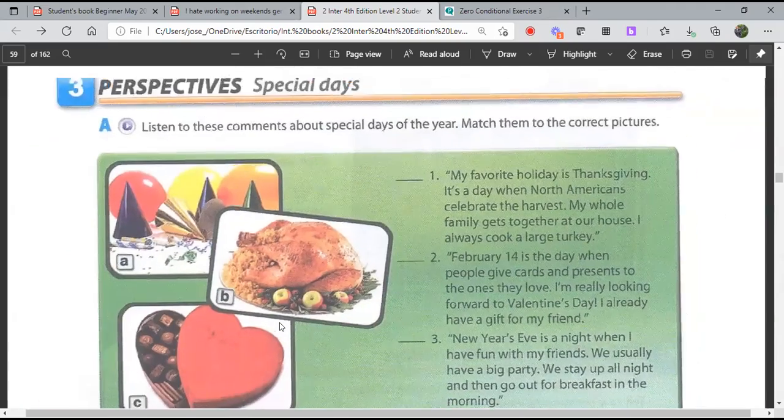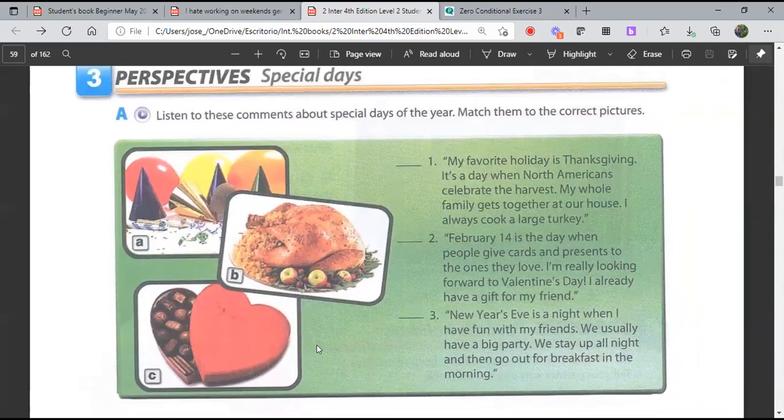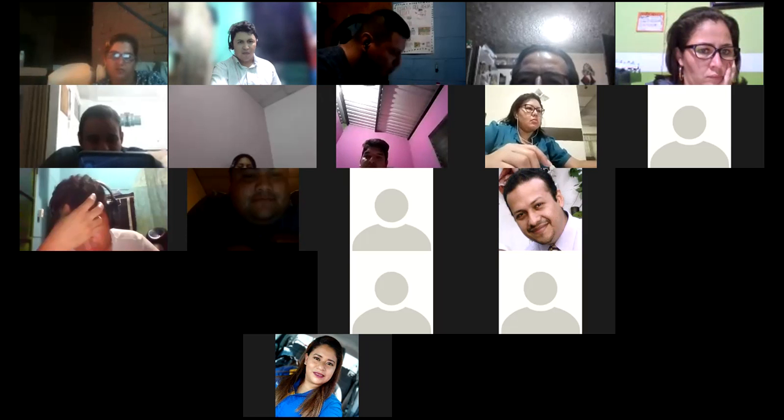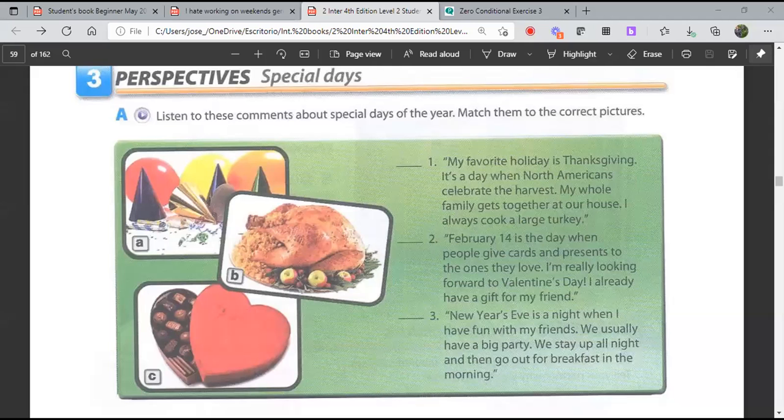Let's continue with here. Perspectives, special days. All right? This is going to be a listening, special days perspectives, puntos de vista, perspectivas. Listen to these comments about special days of the year. Match them to the correct pictures. We have A, B, and C. What you have to do is put A, B, or C next to the picture. All right? Let me stop sharing this. Let me just double check if I'm sharing the audio correctly. Give me just 2 seconds, please, to play this correctly. 1 second.